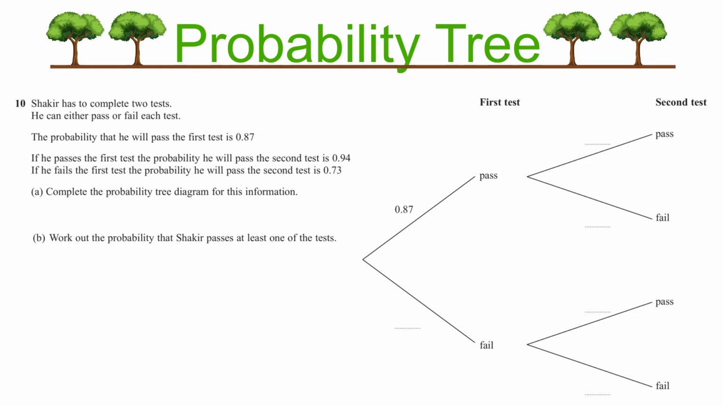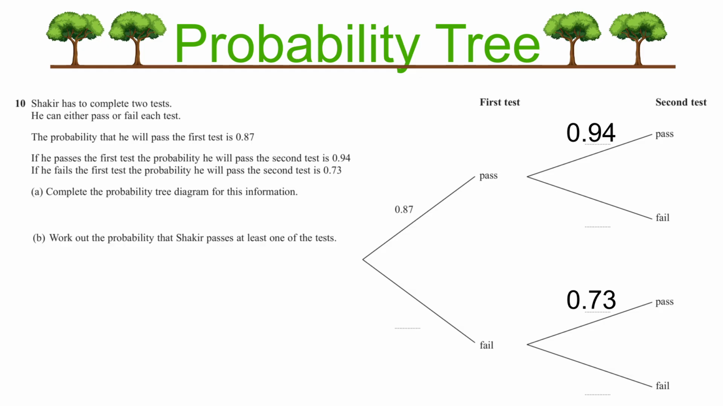So let's start by filling in this diagram. So 0.87 is already on the diagram. That shows the probability of him passing the first test. We are also told that if he passes the first test, the probability he will pass the second test is 0.94, and if he fails the first test, the probability he will pass the second test is 0.73. So we can put these two onto our diagram.